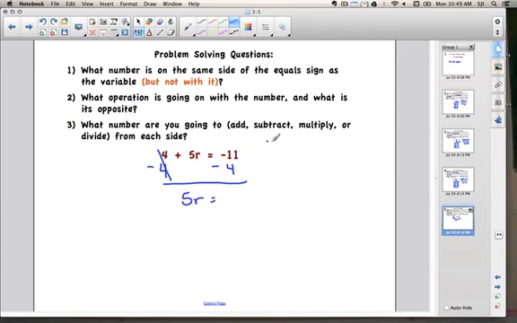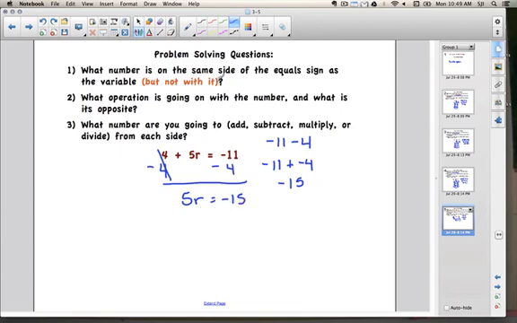Now we have negative 11 minus 4. Remember, we want to change all our subtraction to addition by doing same, add, opposite. So we're going to make the negative 11 the same. I'm going to change my subtraction to addition, and I'm going to change my positive 4 to negative 4. Negative 11 plus negative 4 is negative 15.